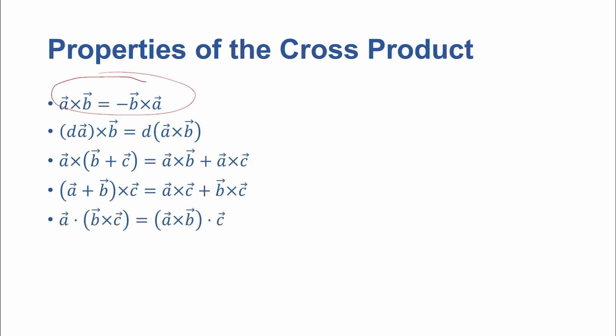Okay. Fifth, we have the rule that if I dot A with B cross C, then that's equal to A cross B dotted with C. Finally, if I take A cross B cross C, then that's equal to A dot C times B minus A dot B times C. All right, so those are the properties of the vector product or the cross product.